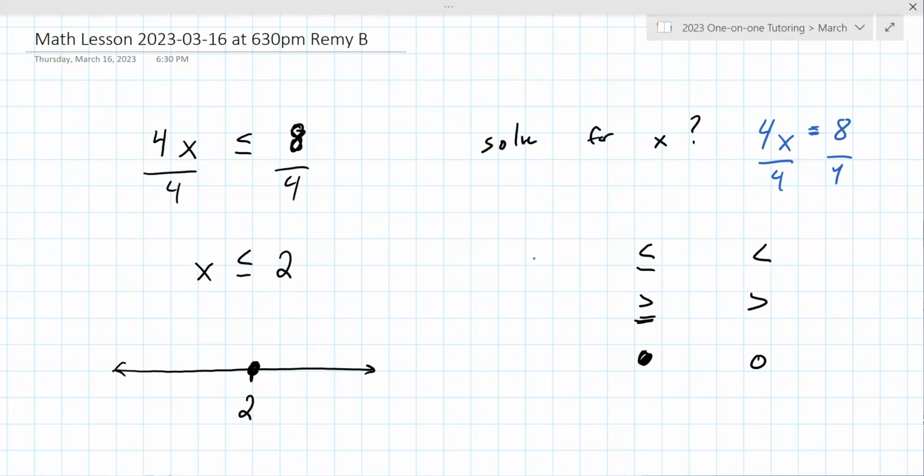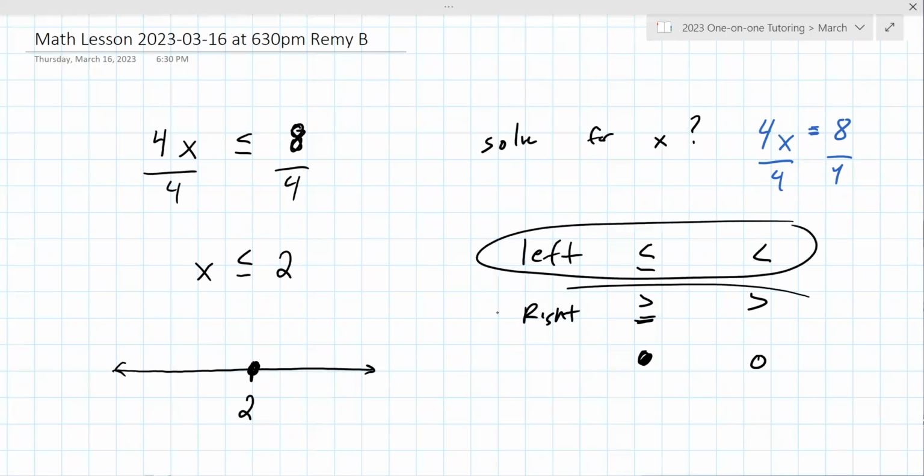Okay. You can make more charts here. Left. This is right. Somehow you've got to get that down. Well, I thought the 2, if it's positive, it goes right. If it's a negative 2, it would have gone left. So it has nothing to do with this number. It only has to do with the inequality here. Okay.